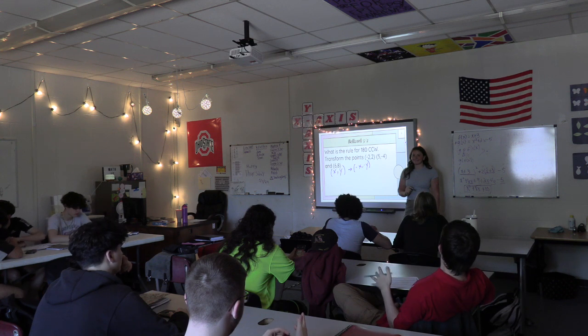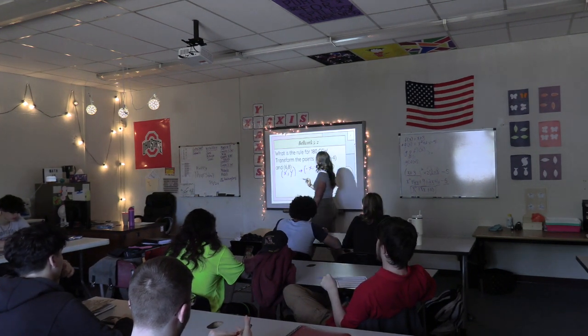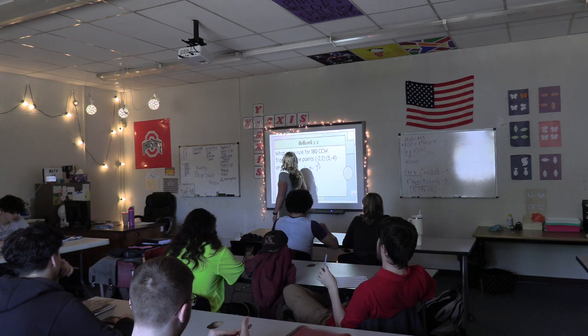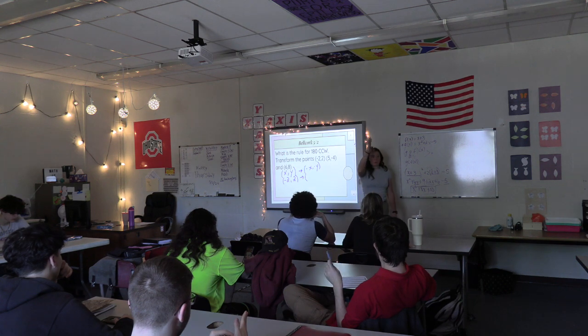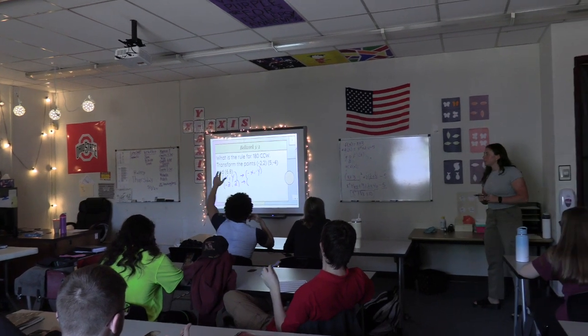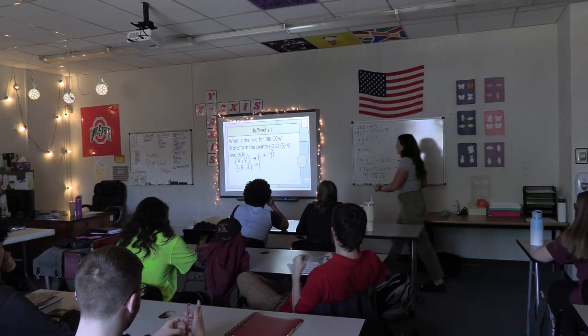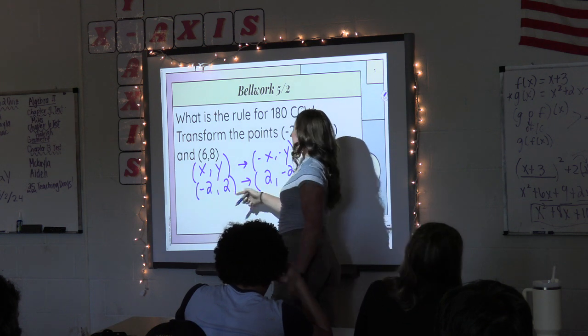Okay, so now you need to do that transformation to all of our points. So let's start with the point (-2, 2). So I take that point and I rotate it 180 degrees counterclockwise. What is it going to turn into? What do you think, Trey? (2, -2). So what do you do to (-2, 2) to change it to this?